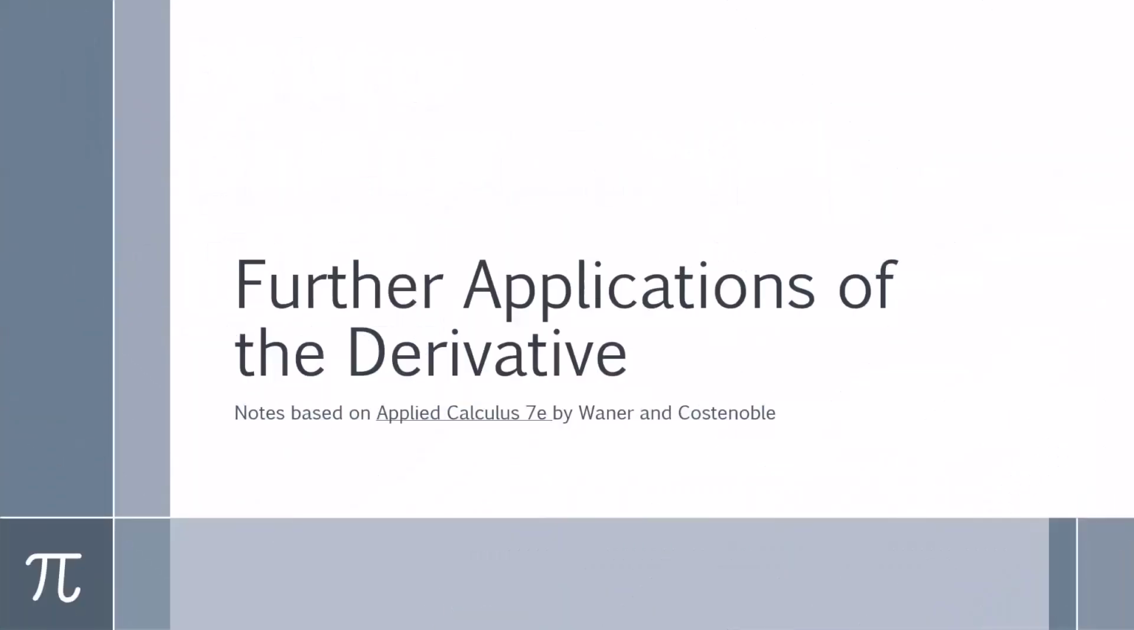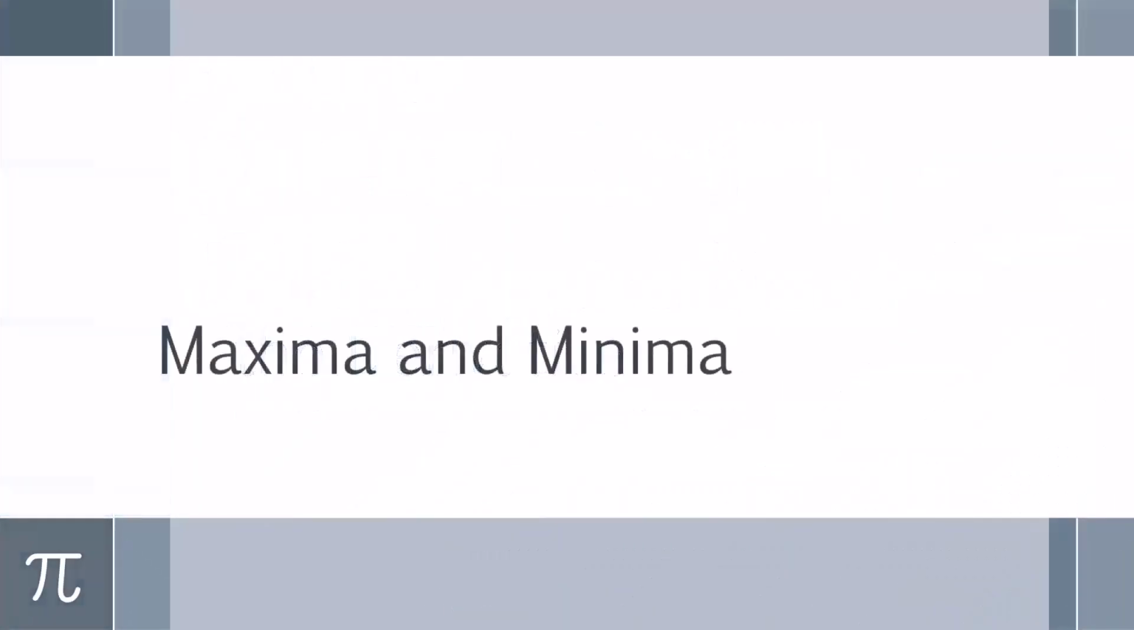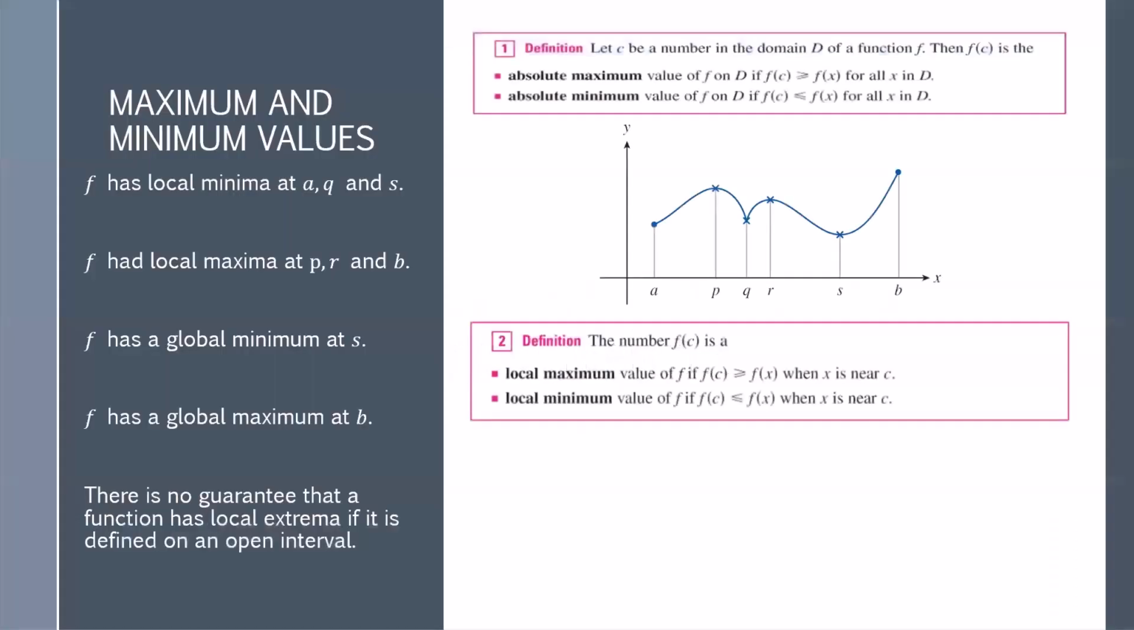Further applications of the derivative. Maxima and minima. You can think of an absolute maximum as the highest point on a graph, and the absolute minimum as the smallest. You can think of a local minimum as a minimum that occurs in a small area, and a local maximum to be a maximum that occurs in a small area.